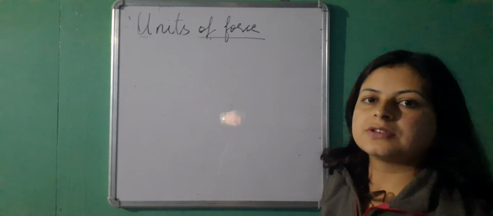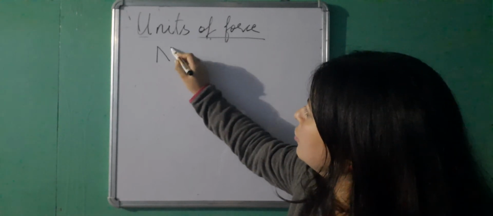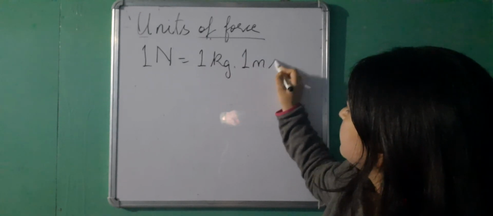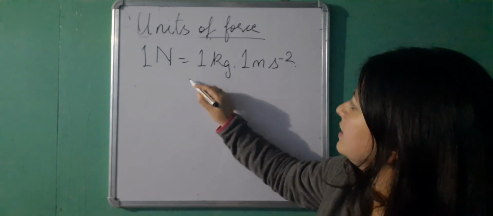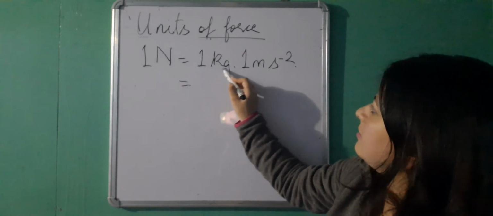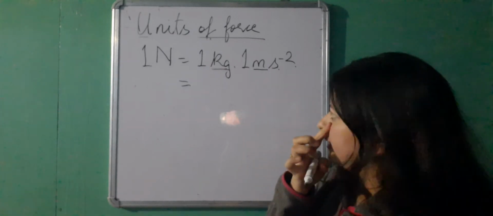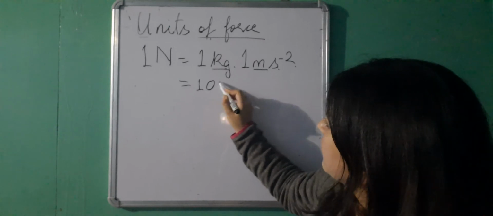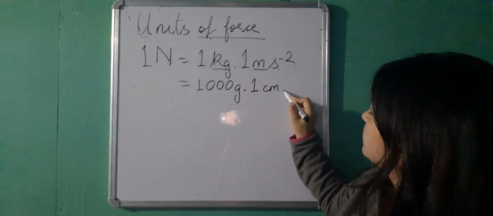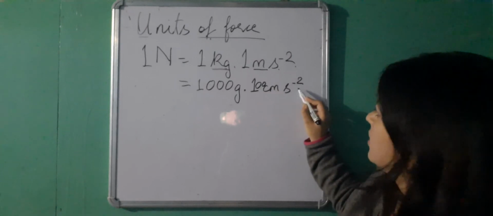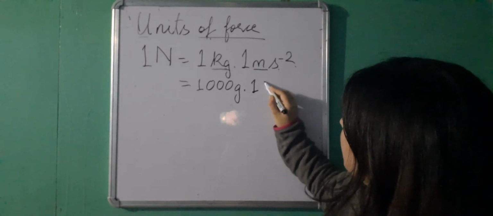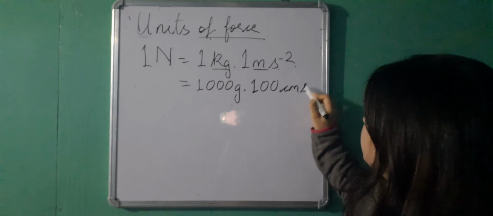So we will find the relationship between Newton and dyne. 1 Newton is equal to 1 kilogram multiplied by 1 meter per second square. Now we will convert everything into the smaller system of units, that is CGS. We will convert kilogram into gram and meter into centimeter, no need to convert second here. So 1 kg is equal to 1000 gram into, 1 meter is 100 centimeter per second square. Let me make it clear: instead of meter I write centimeter per second square.